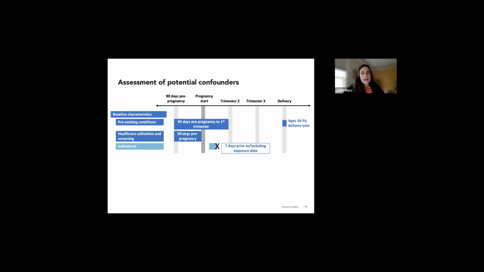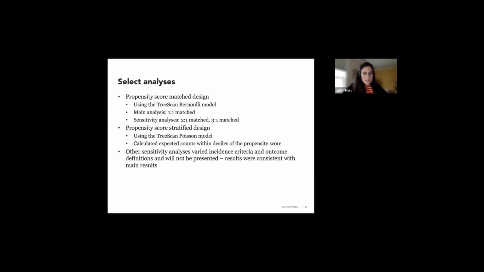When we looked at these models to build our propensity scores, we were looking at baseline characteristics, including pre-existing conditions in the 90 days pre-pregnancy through the first trimester for lately recorded conditions. We looked at the age at the time of delivery, and we looked at healthcare utilization and screening in the 90 days before pregnancy. We looked at indications around the exposure date.